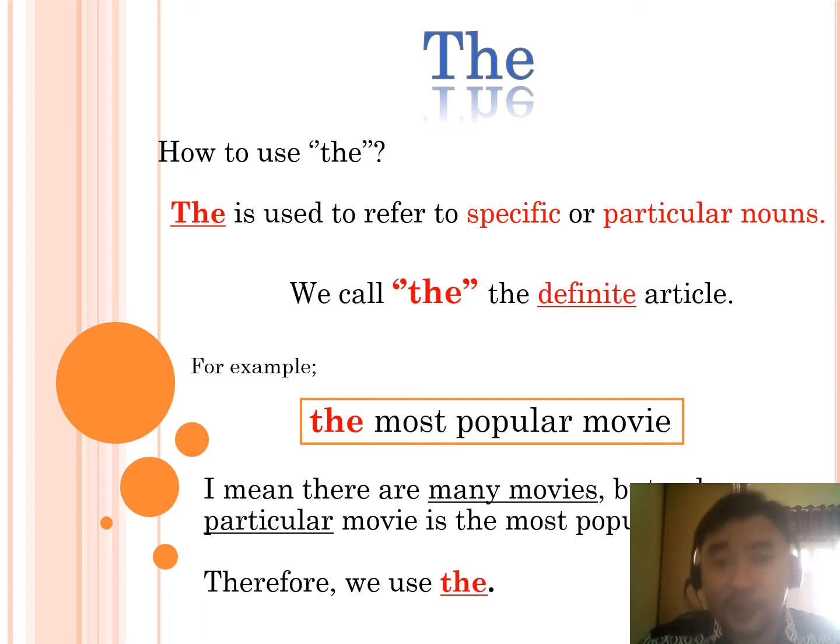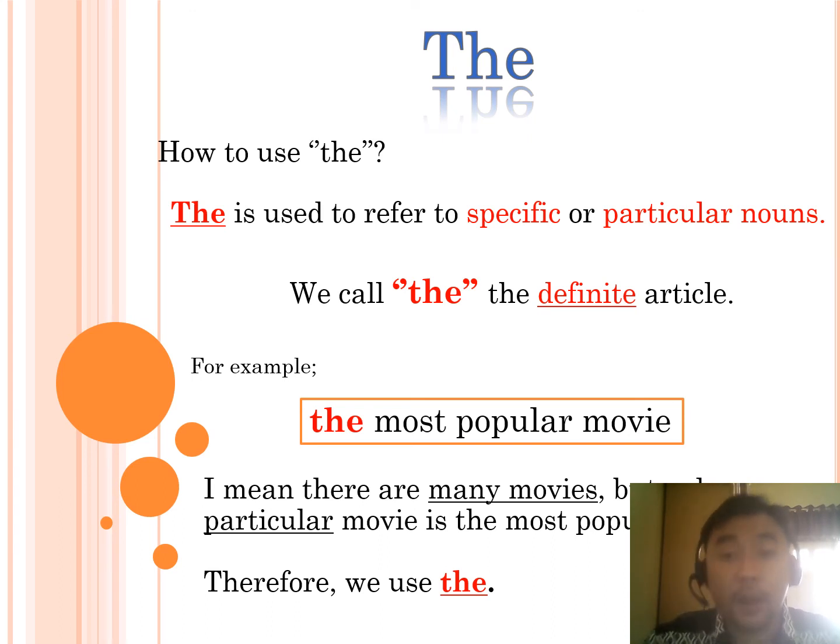Ya, the is used to refer to specific or particular nouns, di mana the ini digunakan untuk memodifikasi satu benda yang spesifik, yang tertentu. Ya, we call the definite article. Nah, kita sebut dengan the itu artikel tertentu, artikel yang pasti, definite articles. For example, the most popular movie. Dari sekian banyak movie, maka ada satu yang sangat luar biasa terkenal. Maka itu disebut dengan the most popular movie.